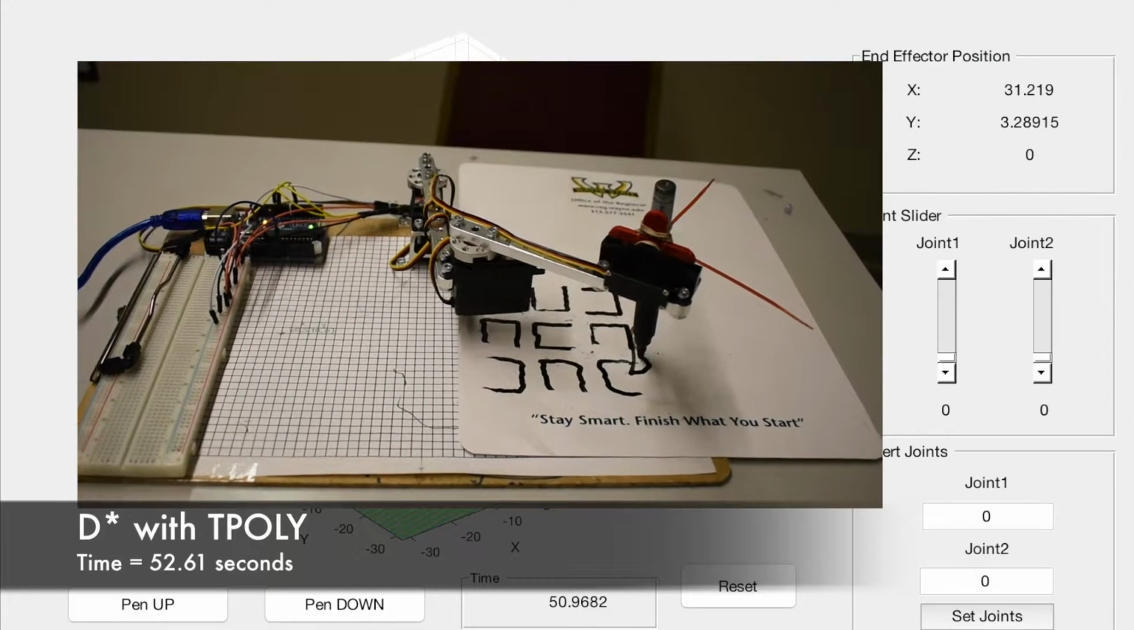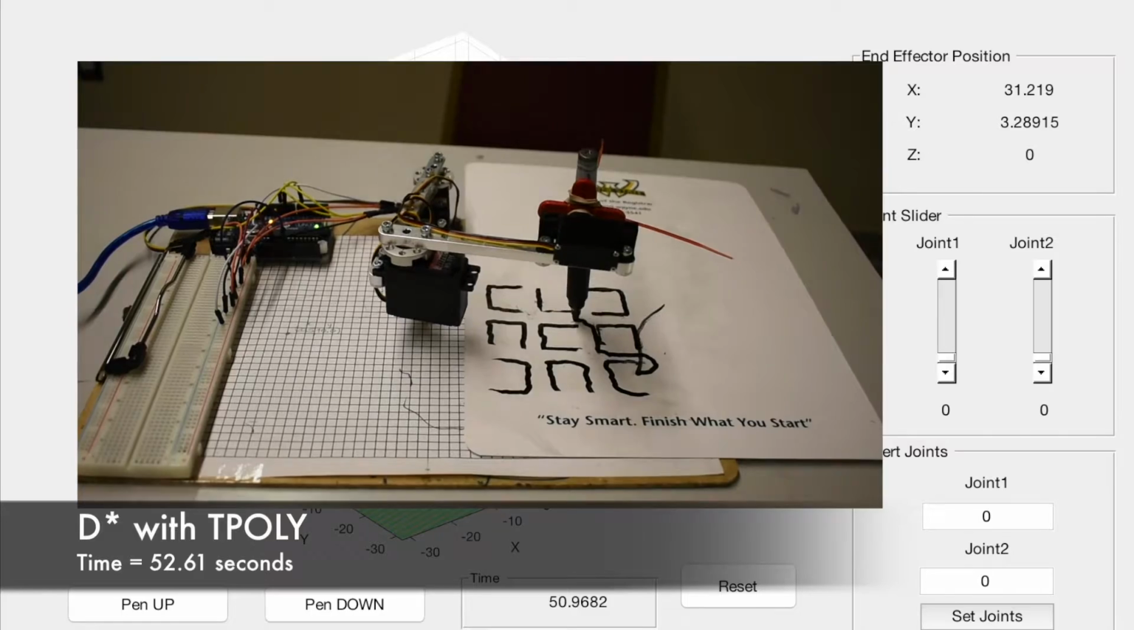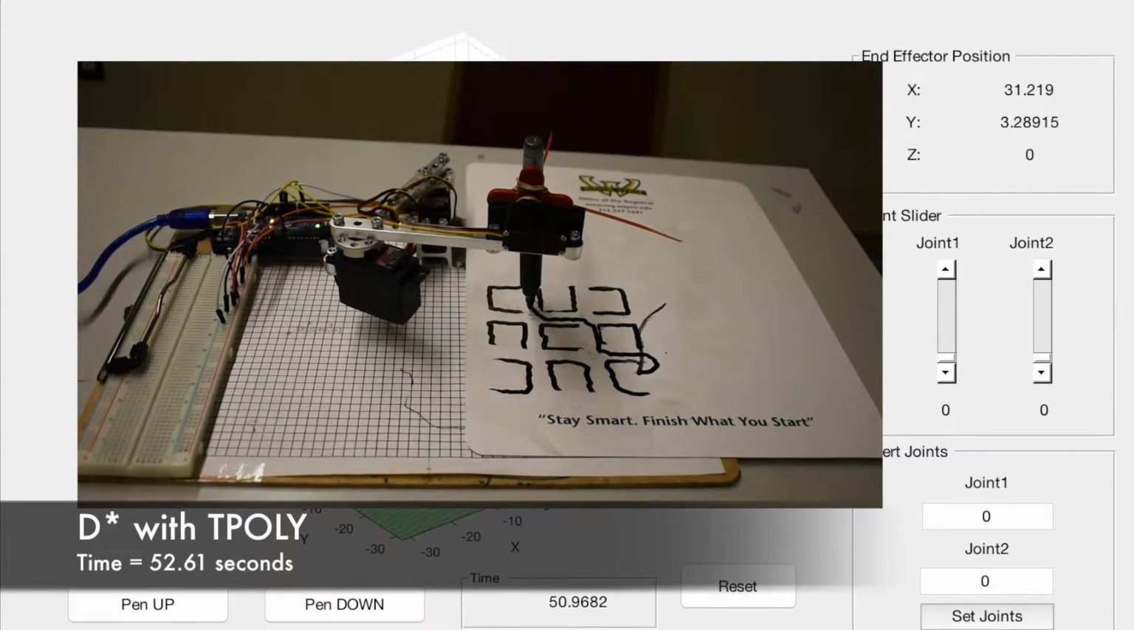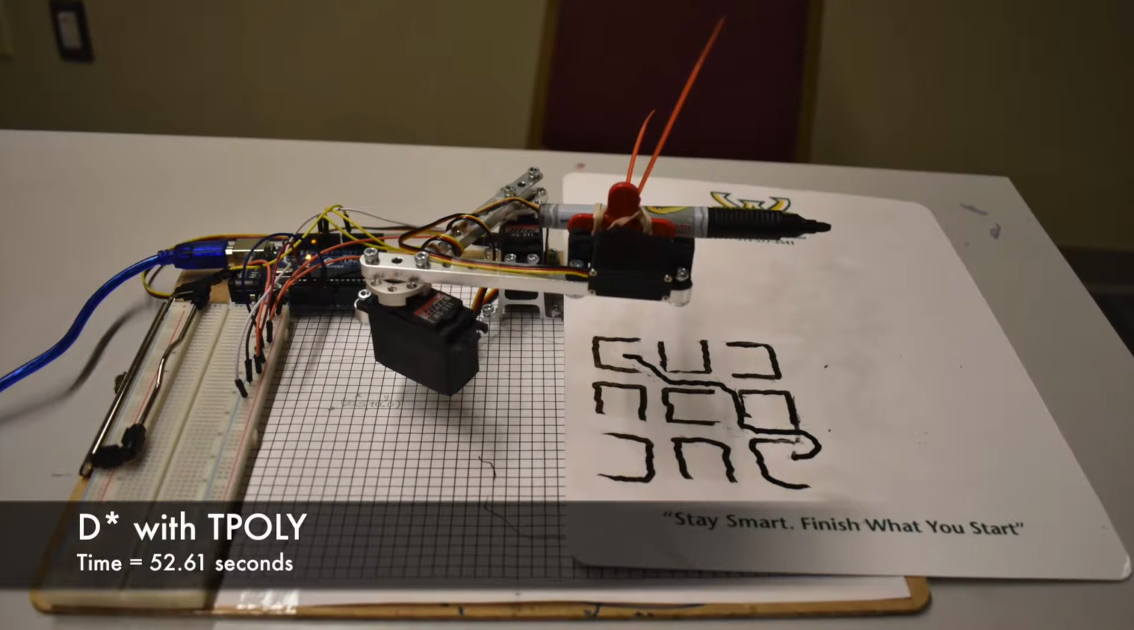tpoly uses a bell curve type velocity profile, which is smoother compared to lspb, but the drawback is that it takes more time. So in our case, it took 52.61 seconds to reach from position 1 to position 9.